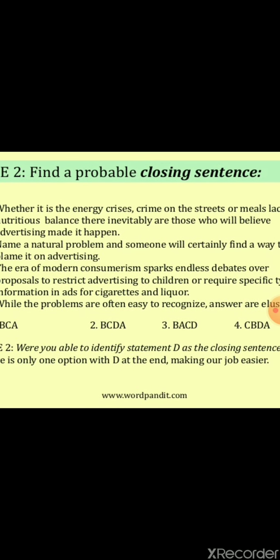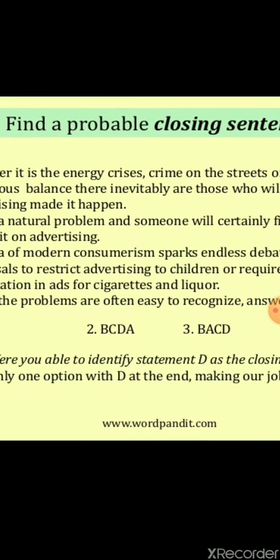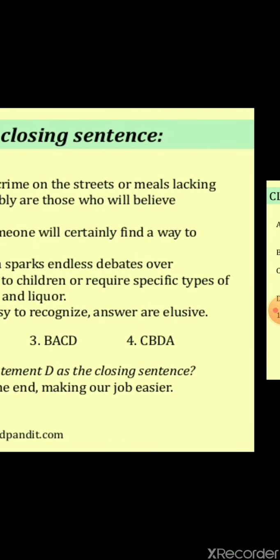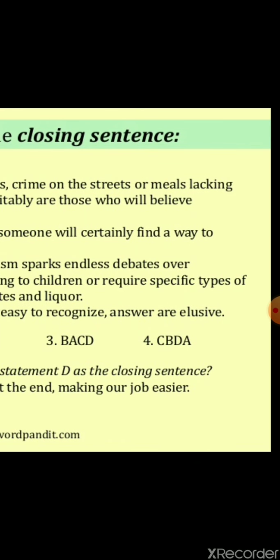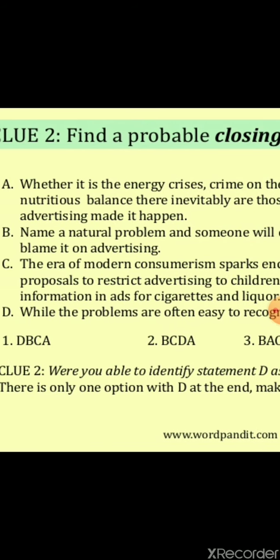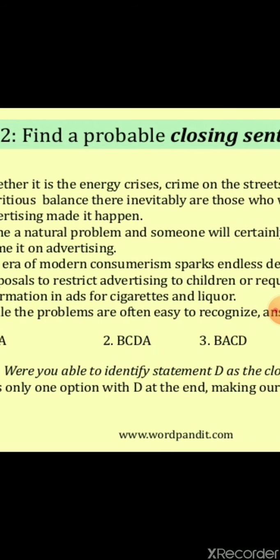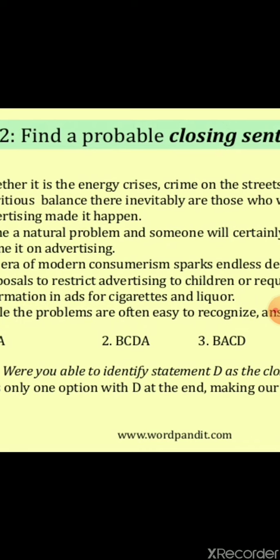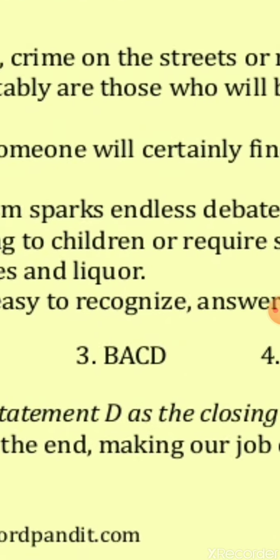Now here is D: while the problems are often easy to recognize, answers are elusive. This means here something is about to close. So D is the specific closing statement which finishes something as it was started. As it was started, they have finished it in the statement. So B, A, C, D means option number 3 should be our right option.